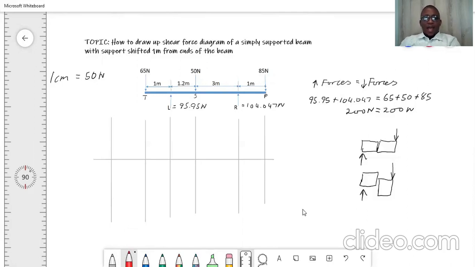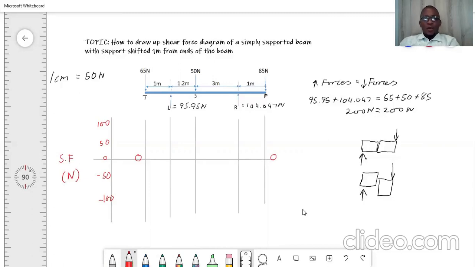Right, now I said our shear force diagram starts from 0. So I'll just write 0 here, and we'll end at 0. Right, so with our scale, I'll just draw our scale here, and then I'll write 50 and 100, then minus 50, and then minus 100. And this is our shear force diagram. All these forces will be in newtons.